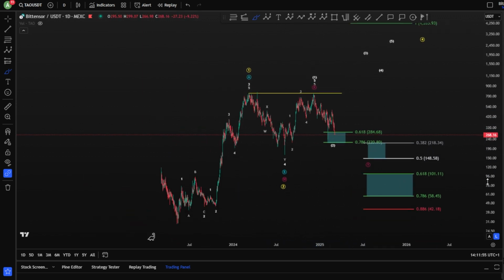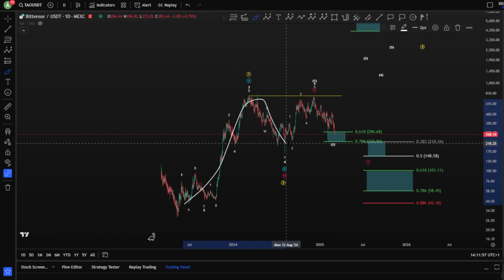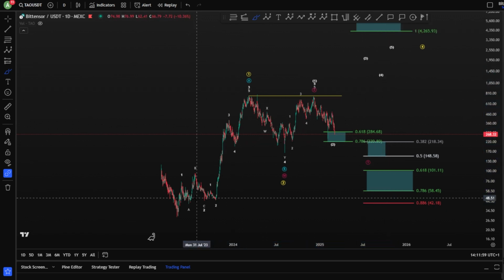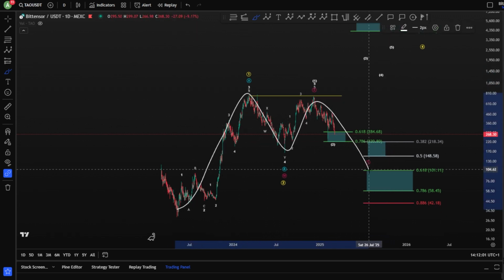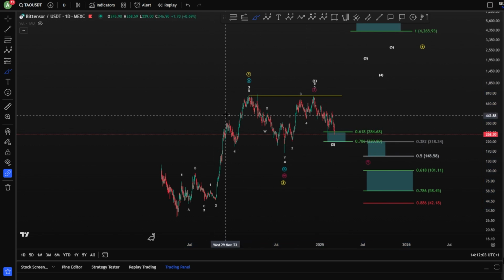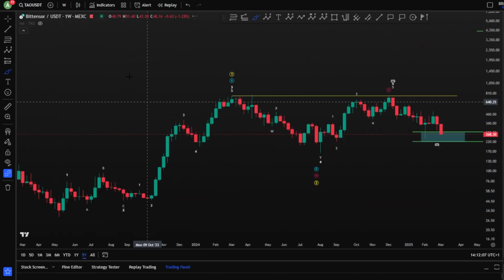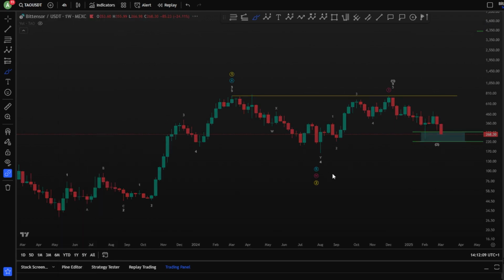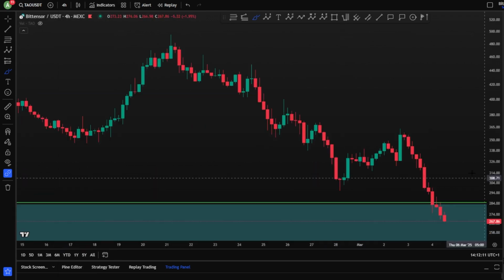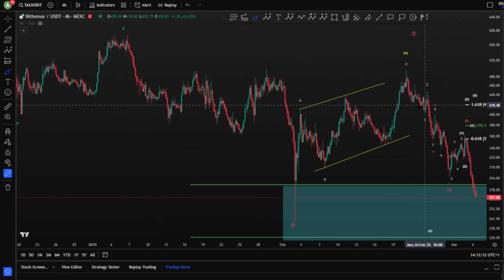Of course, in this case scenario, you're looking for a bigger A, B, and a C to the upside, or a bigger 1 and 2, and then moving higher. Let's move inside it to see what's going on on the 4-hour chart here. So, of course, on the 4-hour chart, we have the following count.